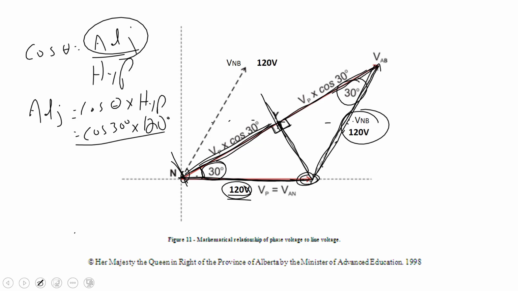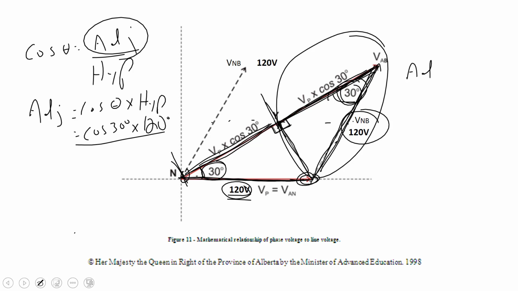Okay, I'm going to leave it at that. Okay, let's look at the second triangle here. Our hypotenuse is 120, and I want to figure out the side adjacent to the 30 degrees. Well, it's the same formula. The side adjacent here, or the second half of our total line voltage, is equal to cosine of 30 times our hypotenuse, which is 120. Same formula. So essentially, to figure out the entire length, VAB would be equal to 2 times cosine of 30 degrees times 120.